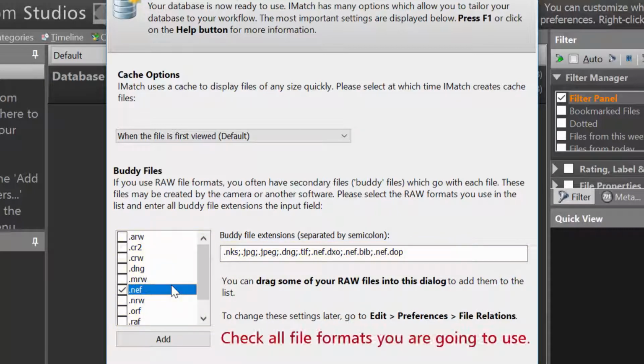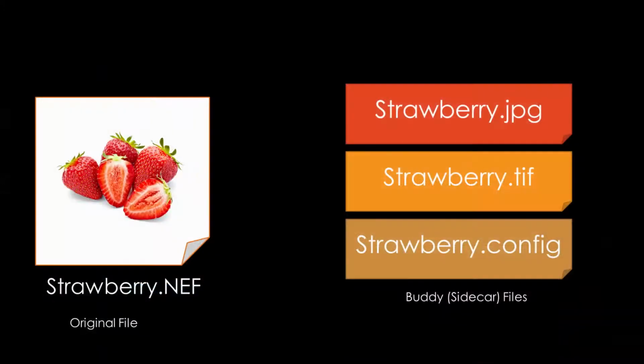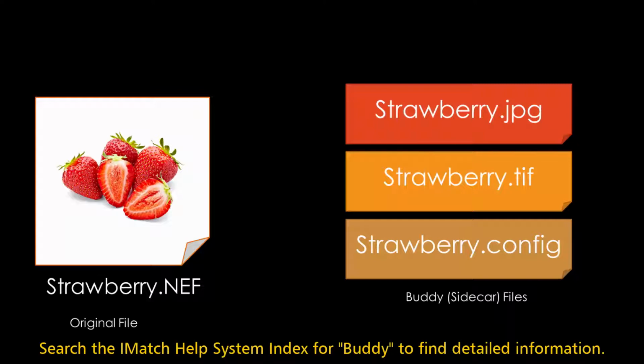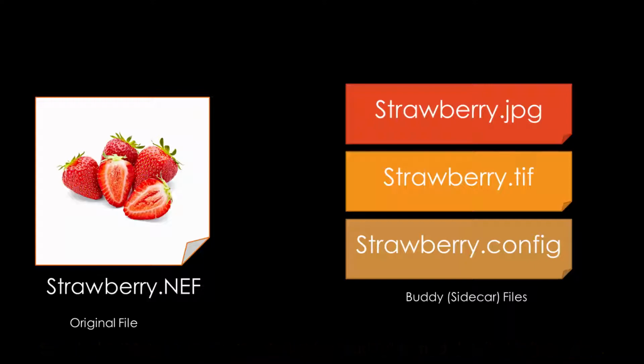When you enable body file management in IMatch, you tell IMatch to keep files with the same name as the original image and the extensions declared as body file extensions together when you move, copy, rename, or delete files. This way, all files belonging together are kept together by IMatch automatically.